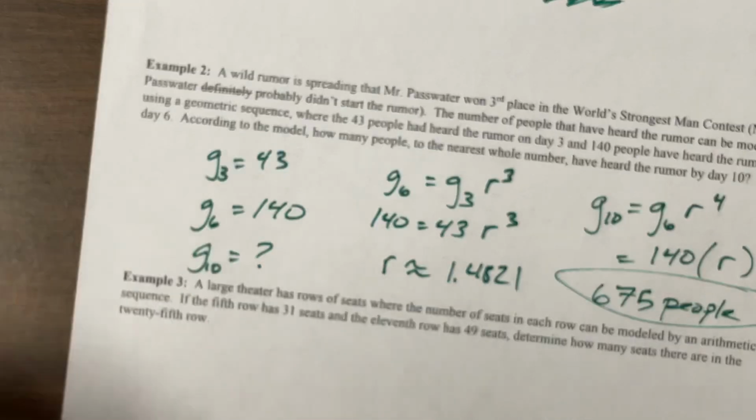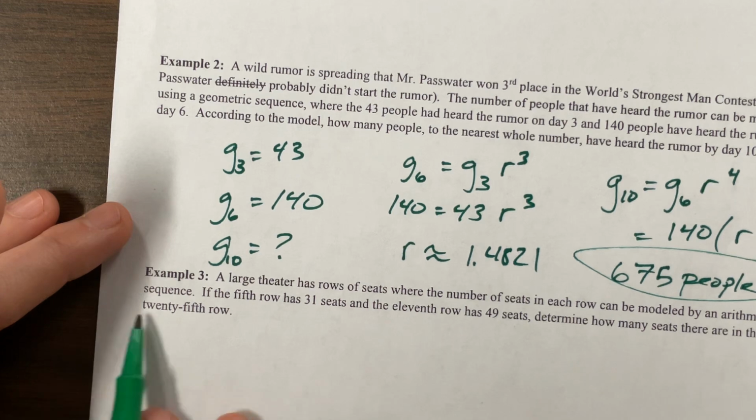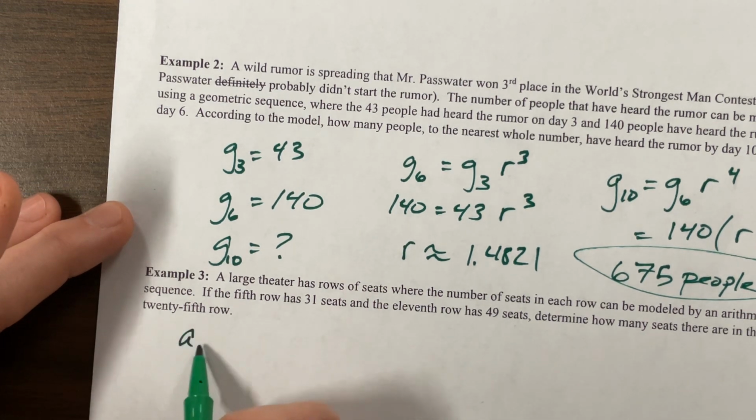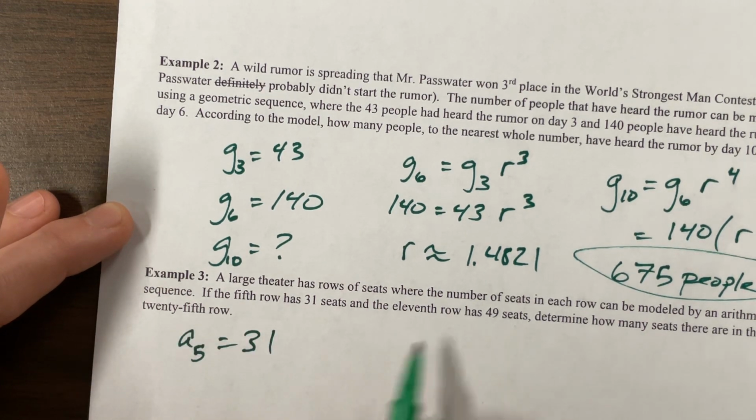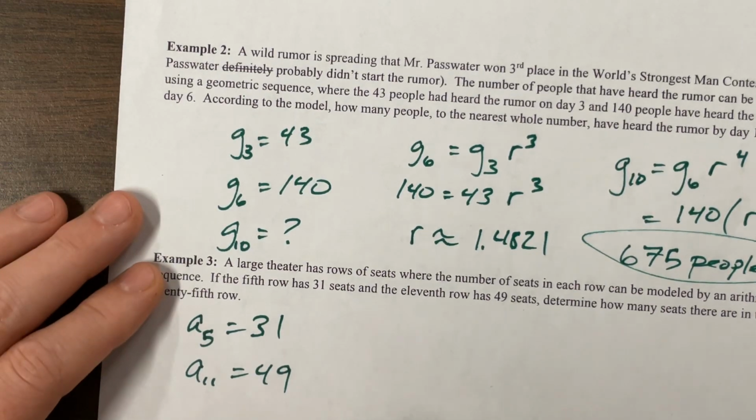Okay. A large theater has a row of seats where the number of seats in each row can be modeled by an arithmetic sequence. If the 5th row, so A sub 5, has 31, and the 11th row has 49, determine how many seats there are in the 25th row. A sub 25 is what we're looking for.